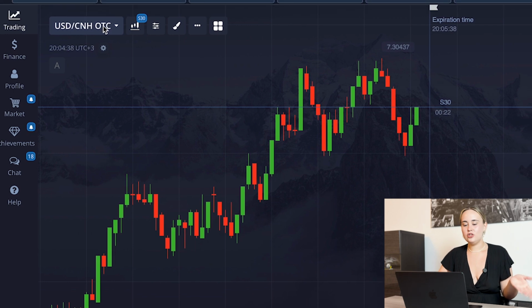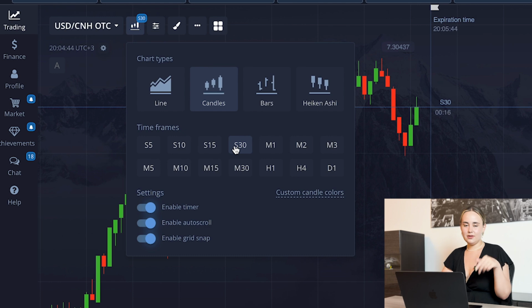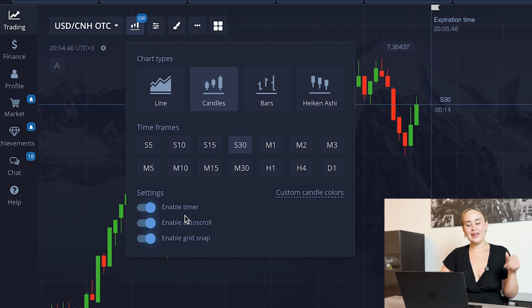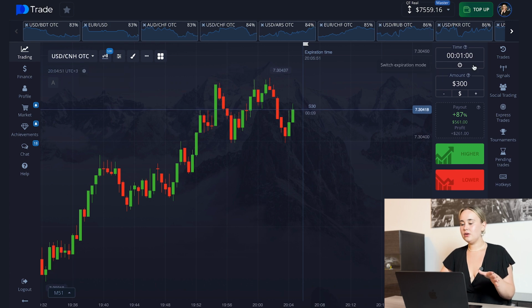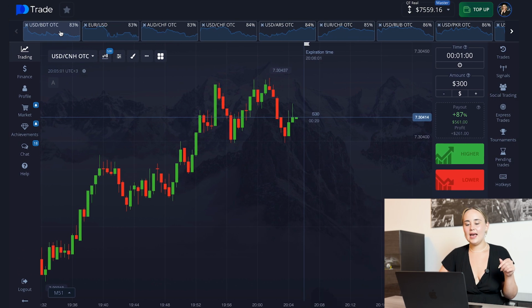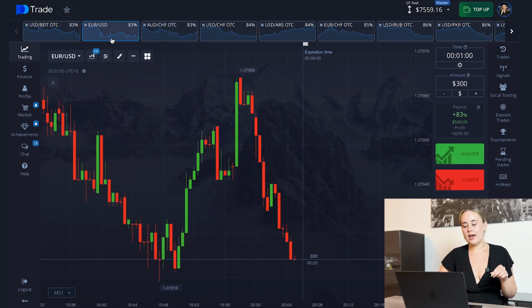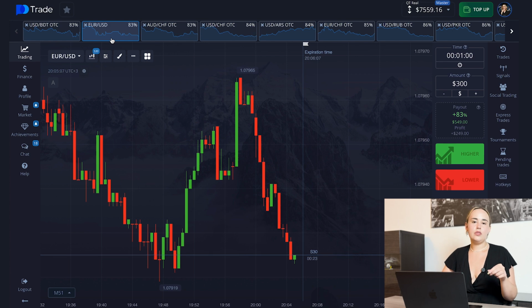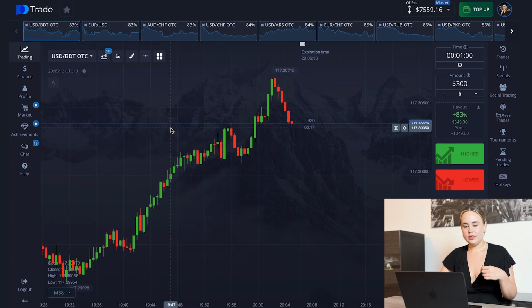After we chose our assets, we use candles for 30 seconds and make sure that you enable all the tumblers right here. As usual we're gonna work with the 1 minute time frame, and we're gonna bid $300 this time. So let's have a look at our assets and let's choose the ones that we are gonna work with today, especially as beginners. Let's start with this one.